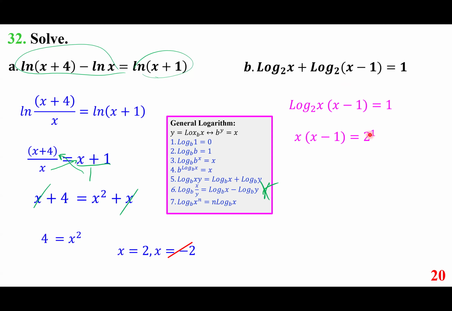Obviously, this is 2, this is x. Let's write that. This is x squared minus x equals 2. We're going to move the 2 to the left, and we're going to factor.